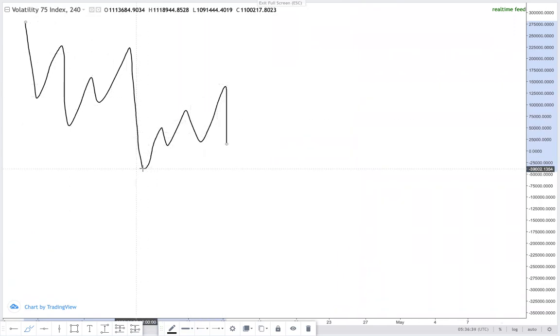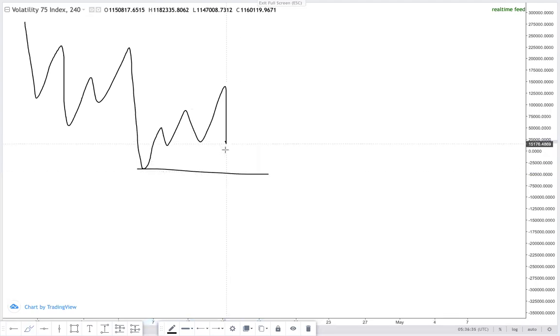Let's say we come to break this structure right here. After breaking this structure, we usually expect price to come back to respect our breaking retest structure, our BR. Though sometimes it's a little bit more risky, especially when you're taking these BRs in the higher time frames.